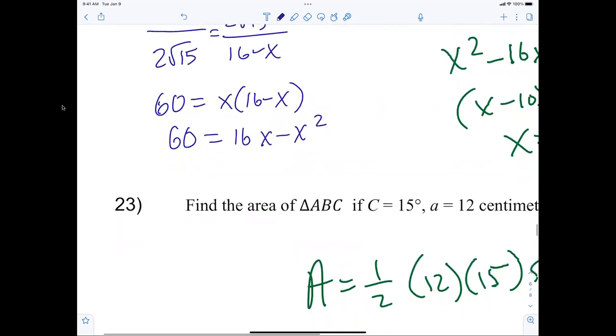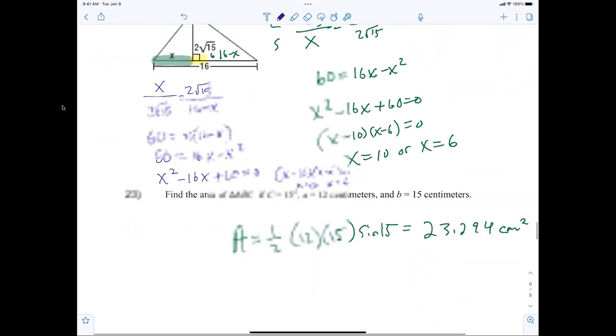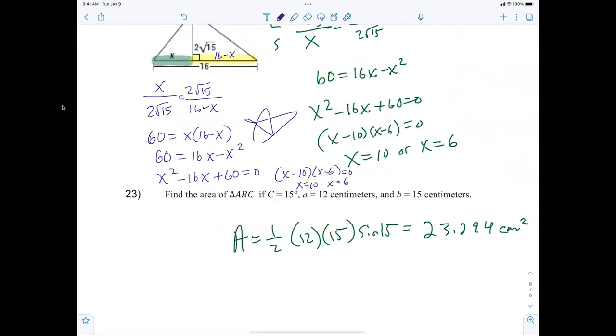It's quadratic, so you set it equal to 0. X squared minus 16x plus 60 equals 0. Then that factors into x minus 10, x minus 6. So either x is equal to 10 or x is equal to 6. I was proud of you guys. Some of you guys knew that. That was a hard one. So that's the one I thought was good to miss.